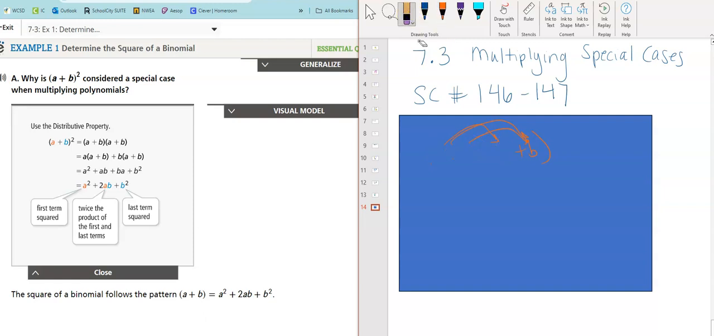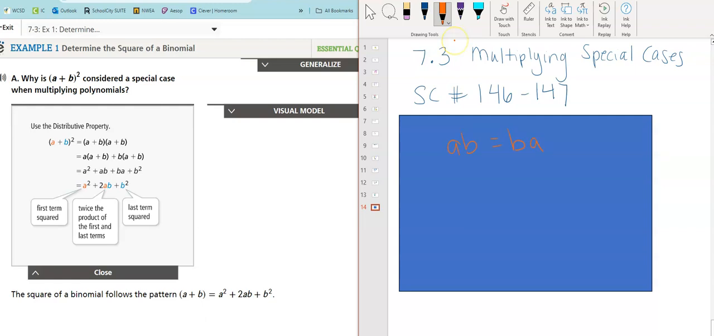This is not taking that away, but like I said, these are special things where we found some patterns that we can use. So over here, you'll see that they rewrote it as (a + b) times (a + b). Using the distributive property, we distribute the a to both and distribute the b to both. What we end up getting is a squared plus ab plus ba. And remember that a times b is the same as b times a.